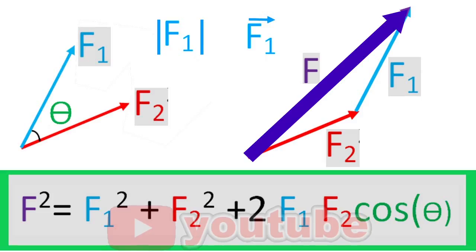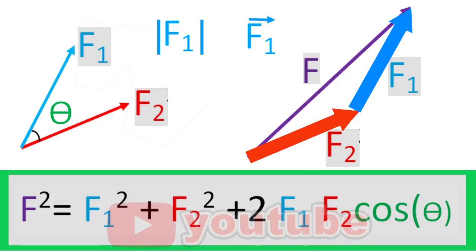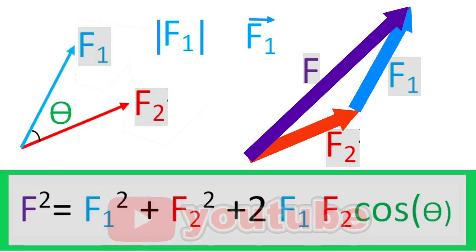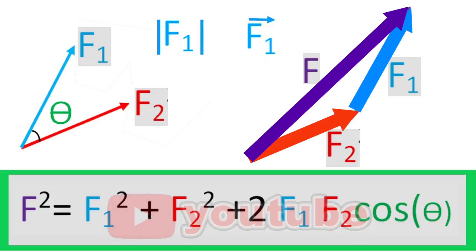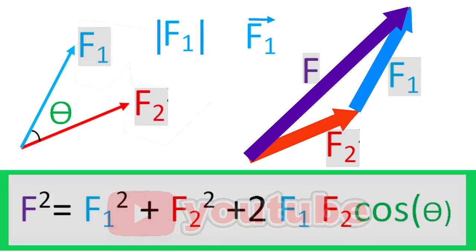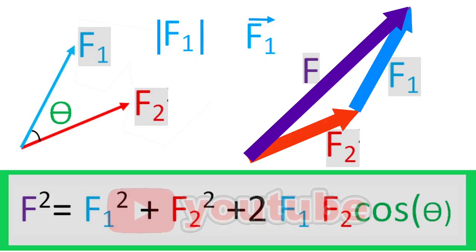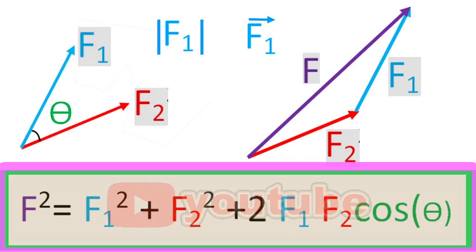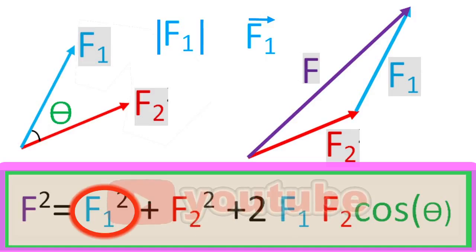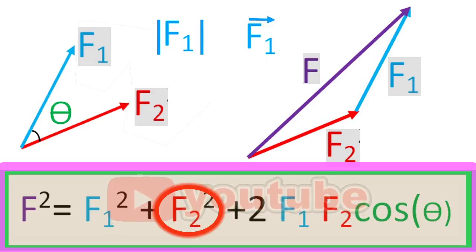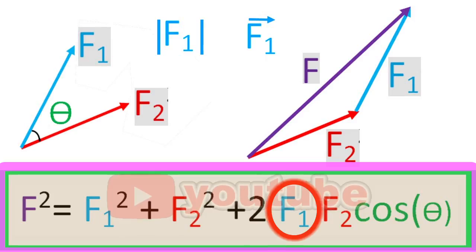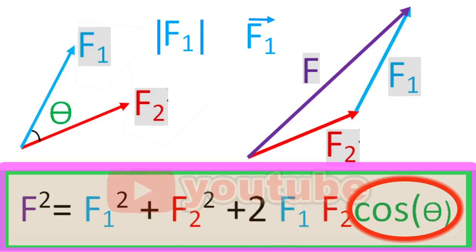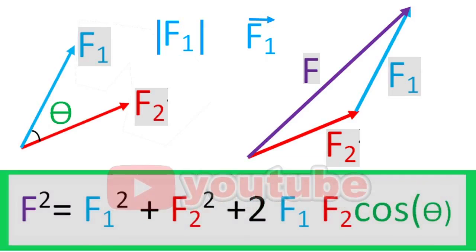To draw the resultant vector, we first put the vectors one after the other. The resultant vector is the vector that is drawn from the beginning of the first vector to the end of the second vector. If we want to calculate the exact value of the resultant vector, we use the following formula. Note that the right-hand side of the formula is equal to the square of the first force, plus the square of the second force, plus twice the product of the first force, multiplied by the second force, multiplied by the cosine of the angle between the two vectors.